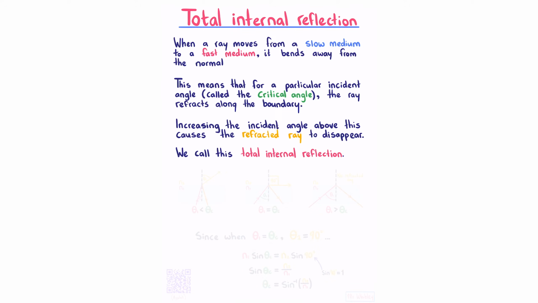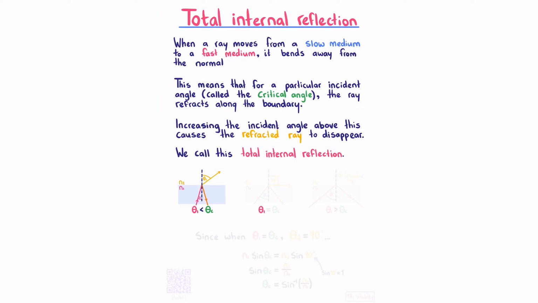So for the situation where our incident angle is less than the critical, where we have our ray starting off in N1 and then entering the medium N2, we are always going to see some amount of reflection, and in this case we're also going to see some refraction at a particular angle θ2. This is the situation we've been looking at so far, except we've been ignoring the reflection.